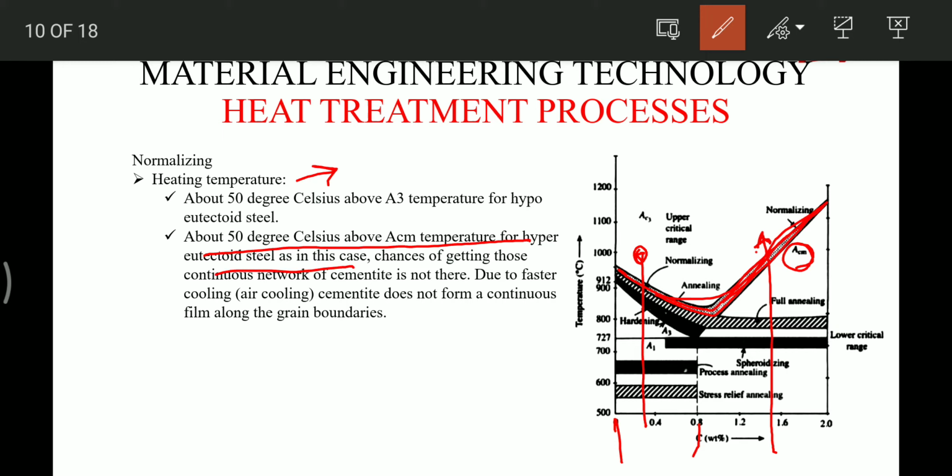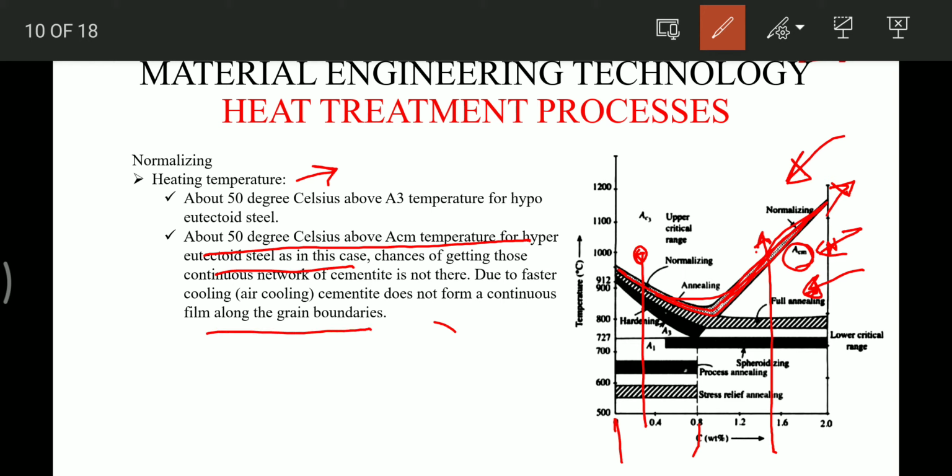So you must be curious that for annealing we are heating only up to here, and for this we are heating above ACM. Why in annealing are we not going above ACM? The reason is that in normalizing the rate of cooling is more as compared to annealing, because the cooling is carried out in air. So that does not lead to the formation of a continuous film at the grain boundaries.